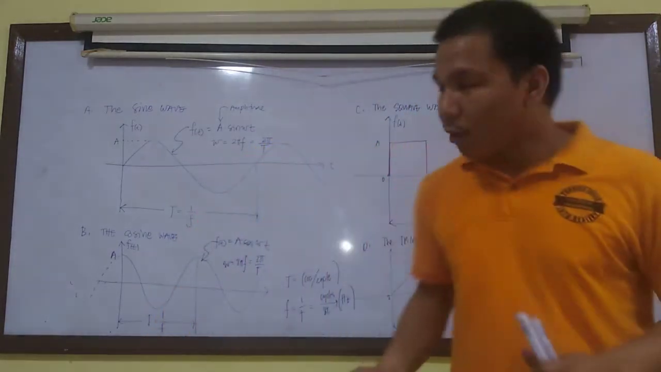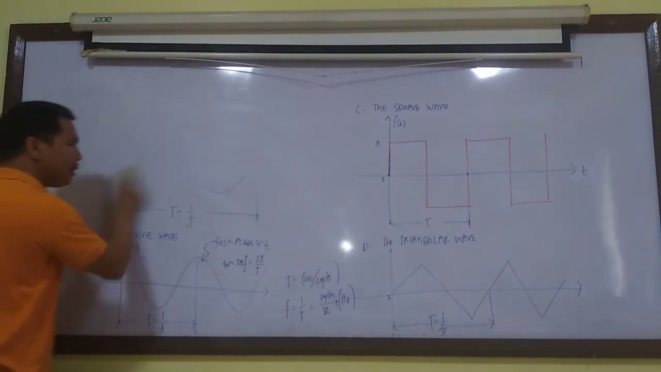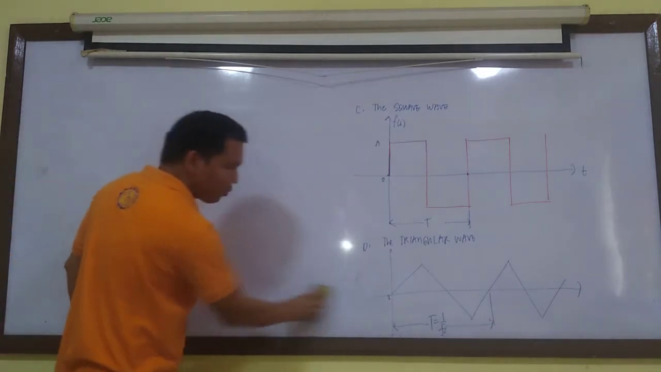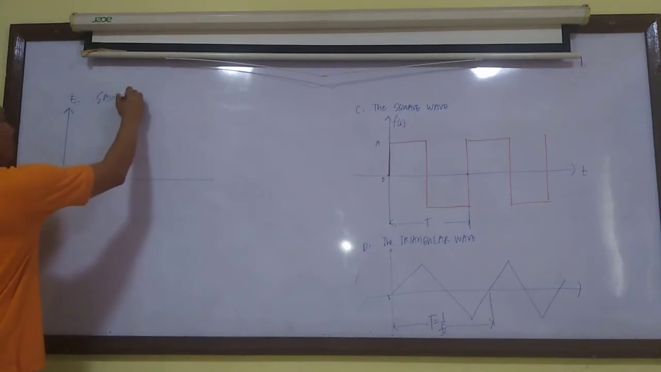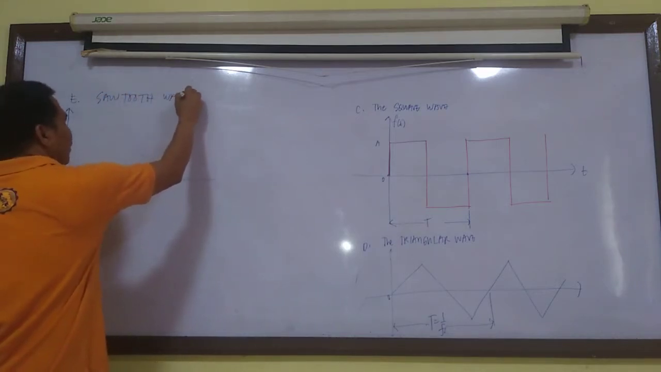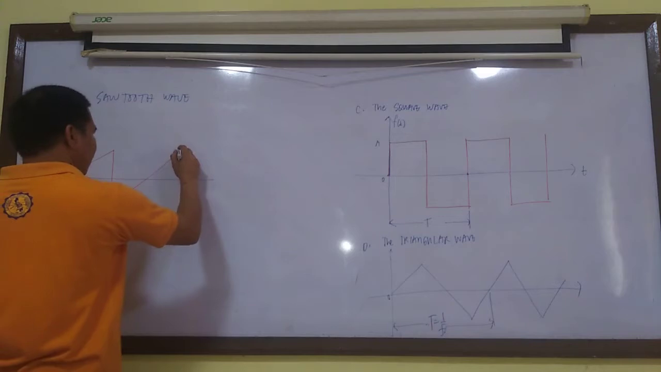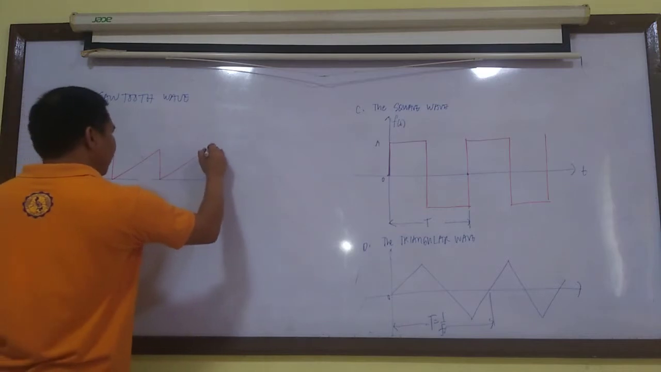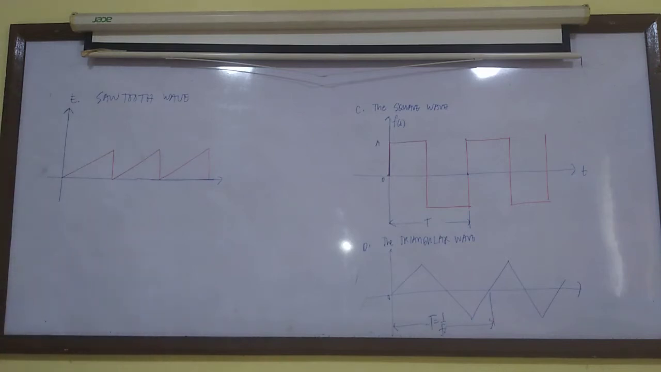Let's move on to another type of periodic waveform. I have here the sawtooth wave, so that's for letter E. Letter E, sawtooth wave. So when you say sawtooth wave, it will look like this. I'm sorry, let's erase this part. So this is the sawtooth wave. To make it simpler, that is your sawtooth wave.